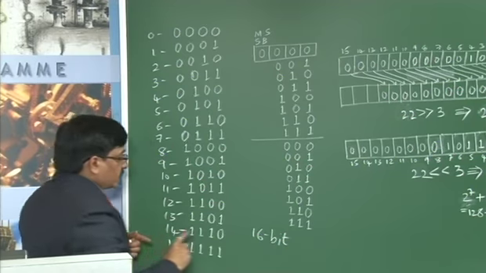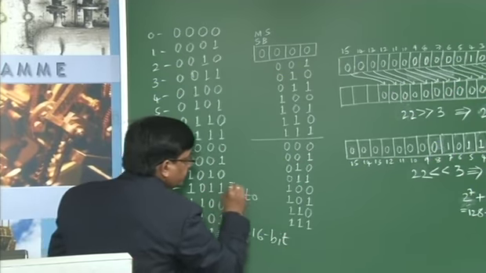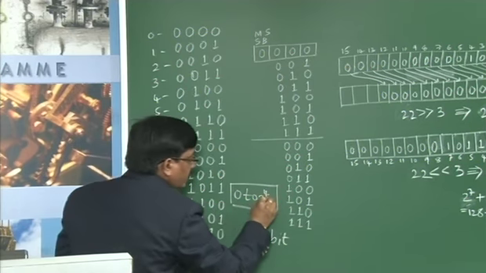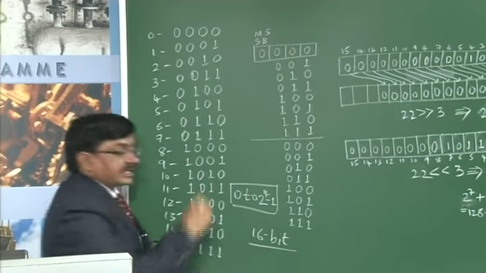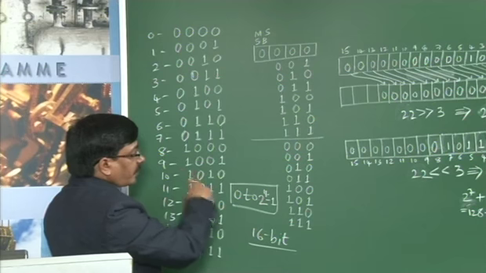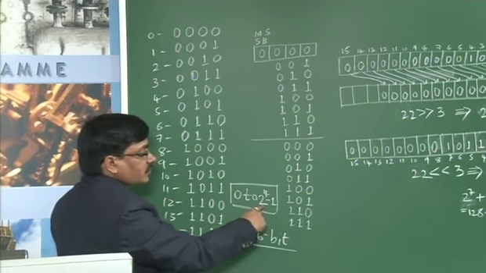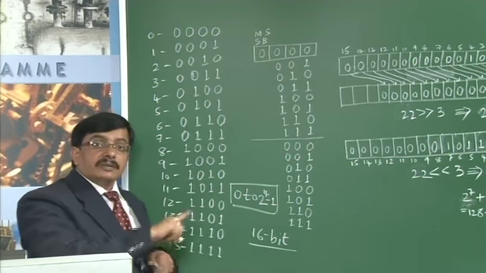The range we can have here is 0 to 2 raised to 4 minus 1. If I am using 4 bits, then the sequence is from 0 to 2 raised to 4 minus 1; 2 raised to 4 is 16, and 16 minus 1 is 15. So 0 to 15 we can have as different positive values.